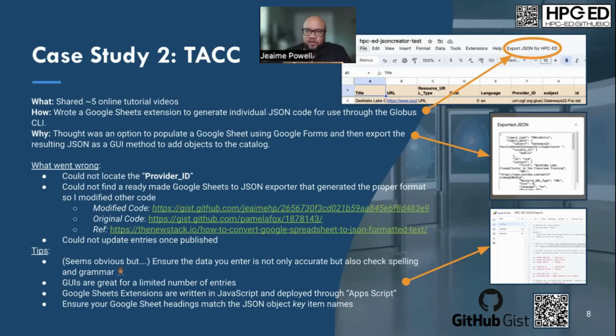Now, of course, one more time, make sure that the Google Sheet headings match the JSON object key item names and capitalization so that your JSON object comes out correct. Beyond that, all the information is listed on the site and inside of the slide deck, which is inside the chat. So does anyone have any questions or concerns?